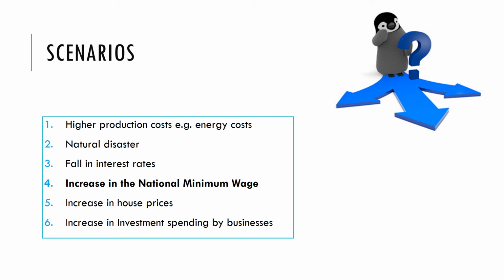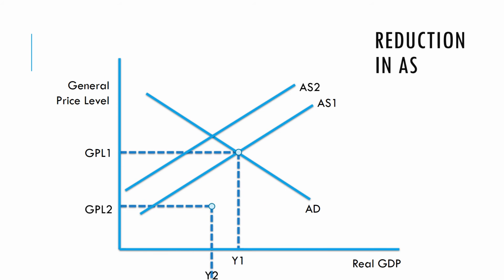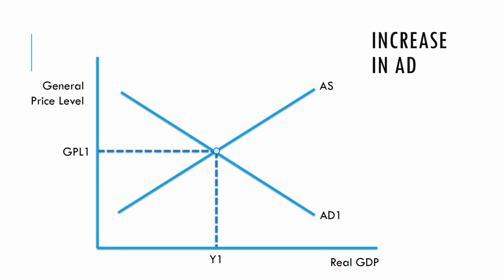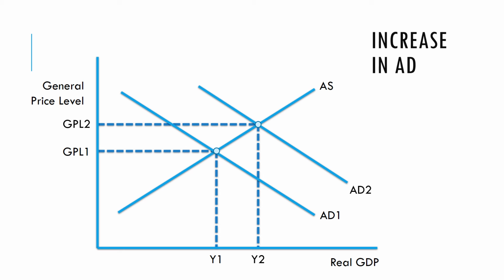An increase in national minimum wage, what impact might that have? Well, an increase in the national minimum wage would normally be an increase in businesses' costs, so a reduction in supply. The impact of this would be a higher price level and a lower level of output. What about an increase in house prices? Well, an increase in house prices, normally as a result of the wealth effect, would lead to increased consumption, which would increase demand, increasing the price level and the level of real GDP.